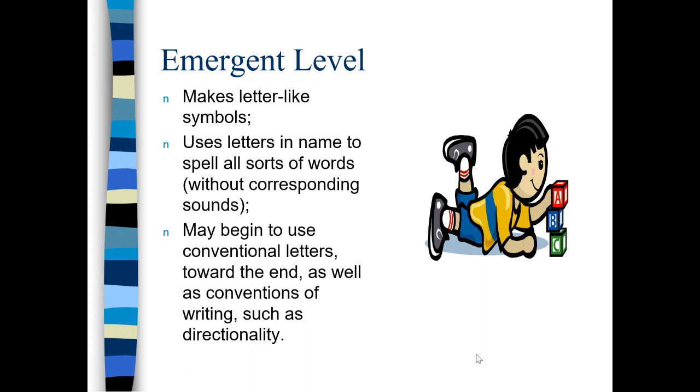And here at the emergent level, students may begin to use conventional letters toward the end, as well as conventions of writing, such as directionality. That's where these kids recognize that in English we read from left to right, and what to do at a period, what to do at a question mark, and so on.